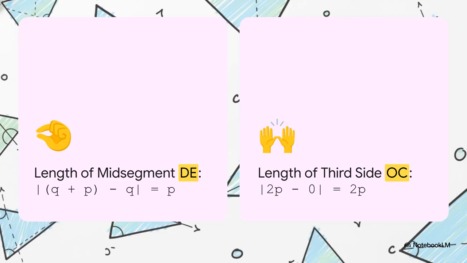Okay, now for the second part, the length. We use the distance formula, and what do we find? The length of our midsegment DE turns out to be just P, and the length of the base OC, it's 2P. And there you have it. P is exactly half of 2P. It's that simple. Superpower number 2 is confirmed, and our proof is officially done.